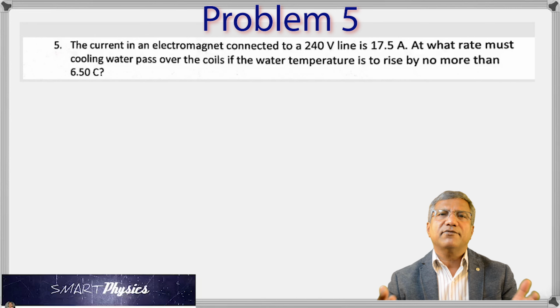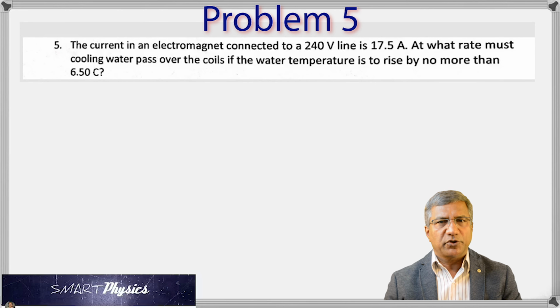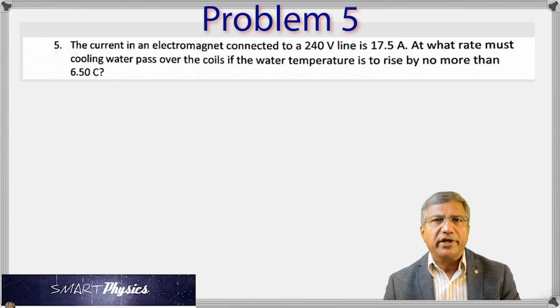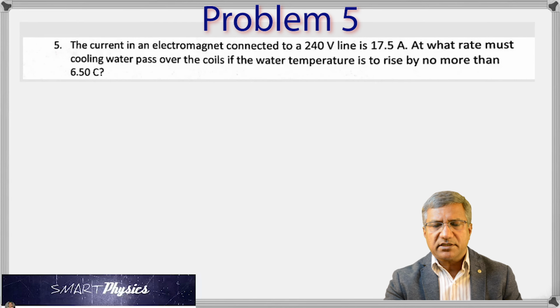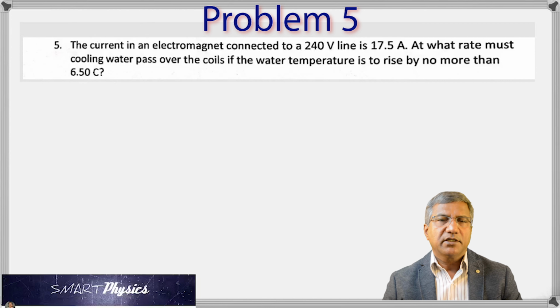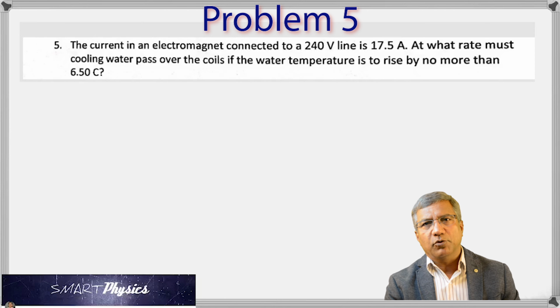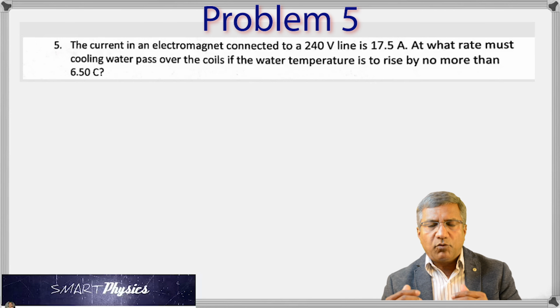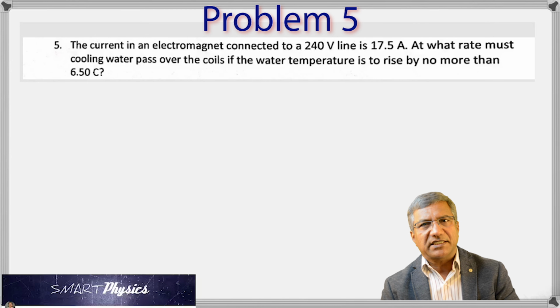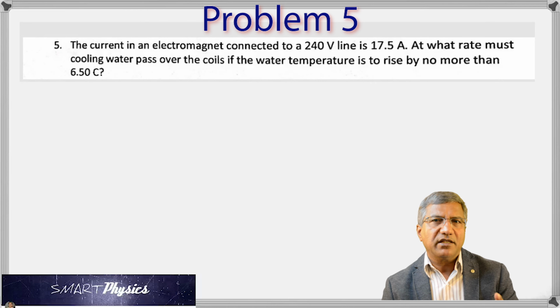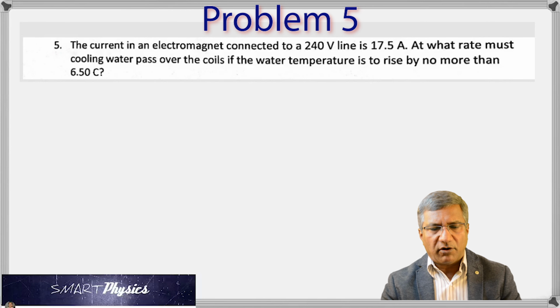Well, we know that whenever a current flows through a conductor, heat is produced. And the heat produced depends on the square of the current. Since this current, 17.5 ampere, is big, there's going to be a lot of heat produced. And now we need to pass cold water over it. And the question is, what should be the volume of water passing per second to maintain the temperature at an increase of 6.50 degrees Celsius? Because if we don't have the cooling system, the temperature is going to keep rising. We don't want that to happen.